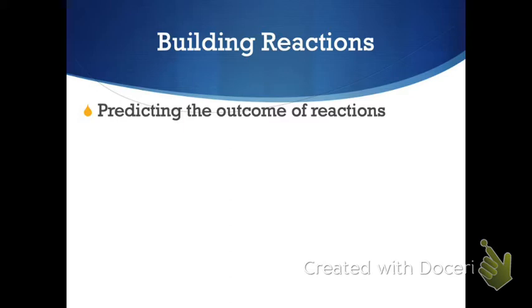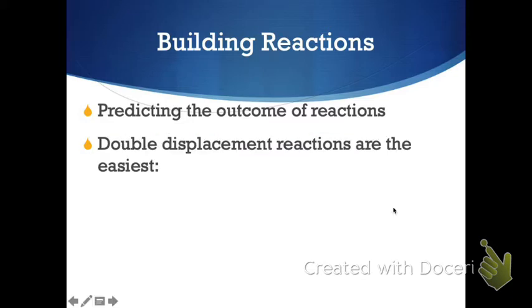So there's some predictability when we do these problems about what our products are going to look like, but we still have to build them from scratch. I'll talk about what that means as we go through here. When we're building reactions, we're predicting the outcomes. We're predicting both the actual products and the quantities of those products. How much of our products can we use? Double displacement reactions are the easiest for us to work with on these because we are able to just switch the cations and the anions.